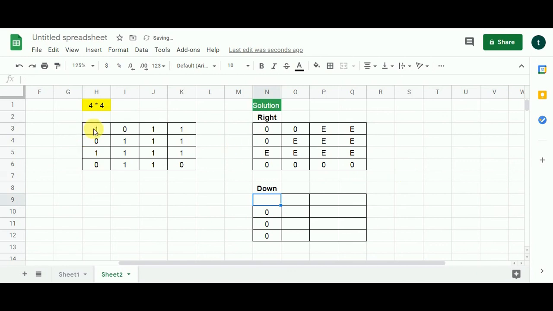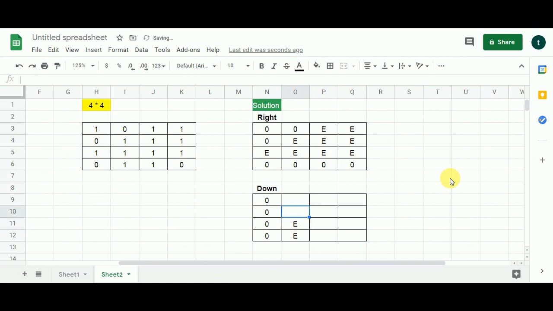This value is 1. So the first criteria is satisfied, but the value of the cell just below it is 0. Hence I'll put 0 over here. Now let's start from here. The value over here is 1 and there is nothing below this cell, so I can mark it as endless. Let's talk about this cell. Over here the value is 1. Let's check what is there in the cell below it. It is E, so I'm going to put E over here.